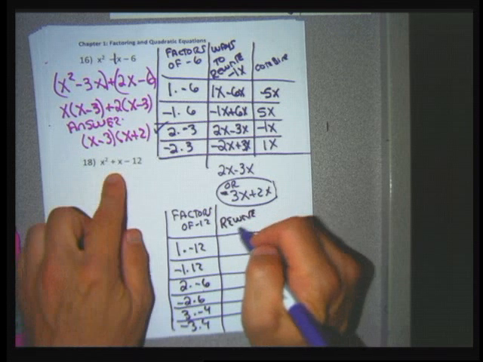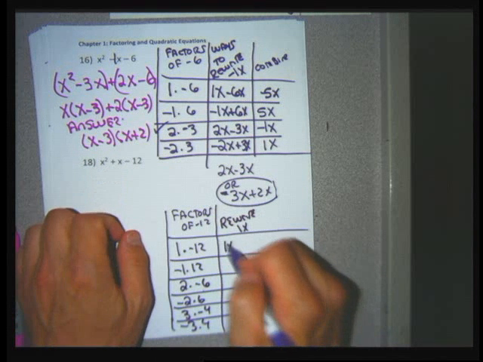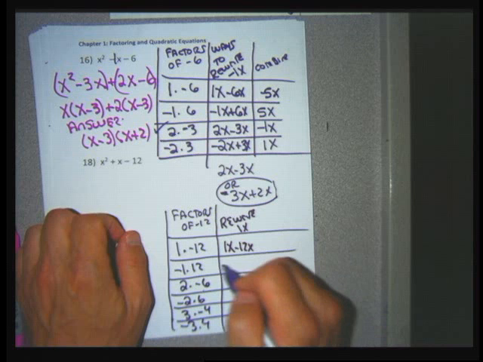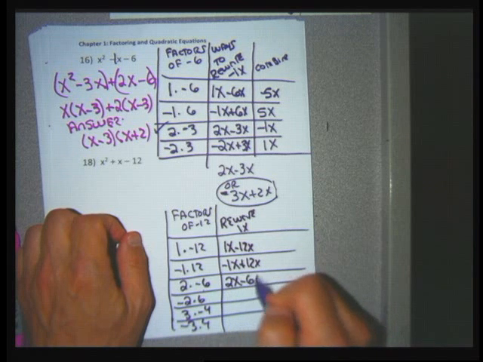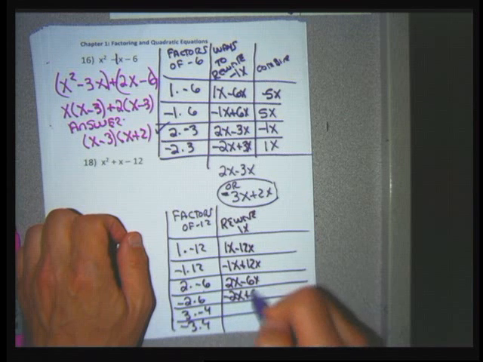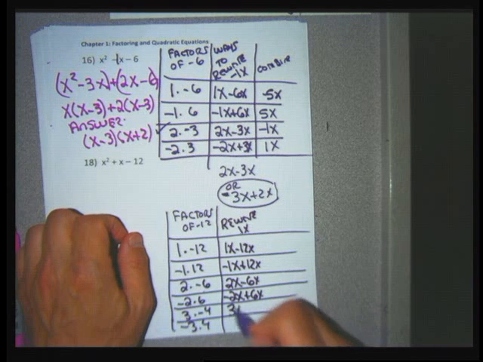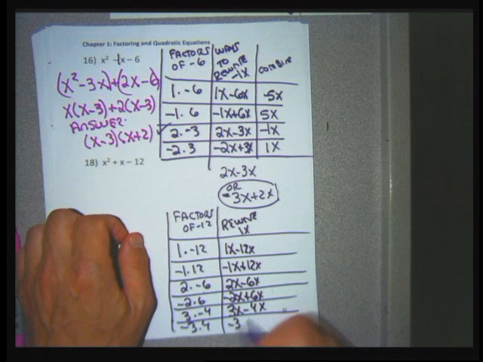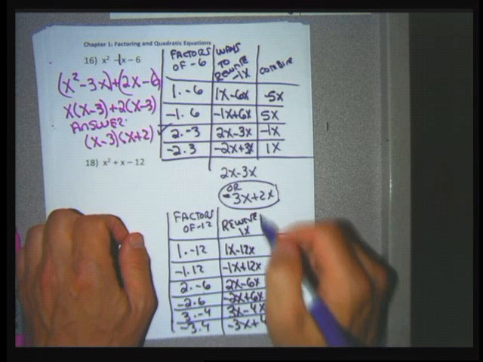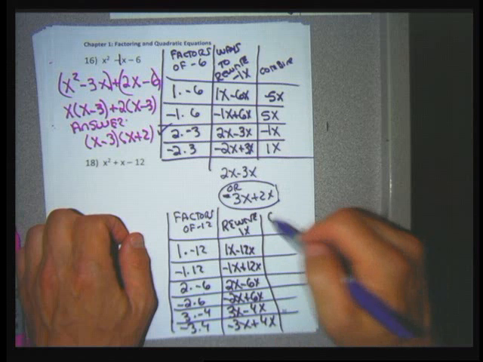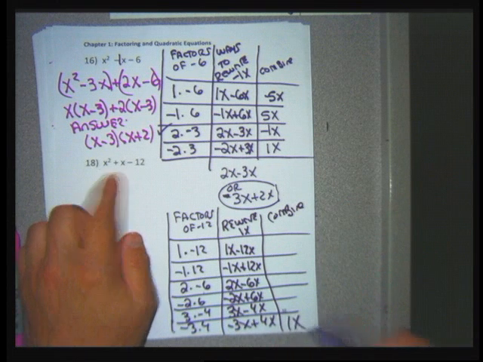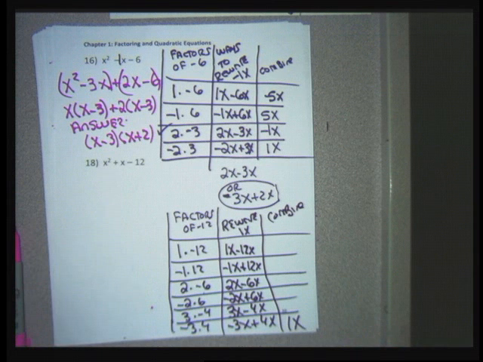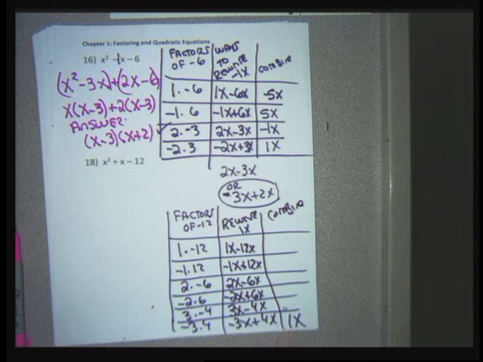So my choices on my rewrite, I need to get 1x, would be 1x minus 12x, negative 1x plus 12x, 2x minus 6x, negative 2x plus 6x, 3x minus 4x, and negative 3x plus 4x. I need to combine these, and I'm only worried about the ones that give me the positive 1x. That's the very bottom one. I don't need to combine everything in the middle column. Once I've identified the pair that I need, I can ignore the rest of them.